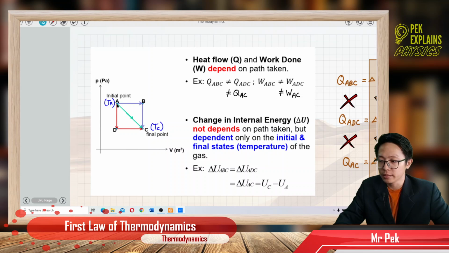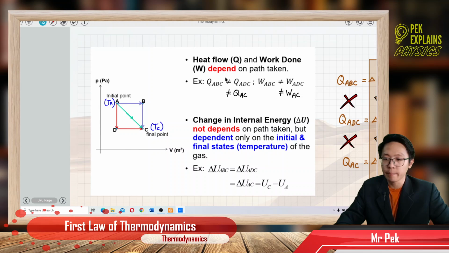That means the process is going from A to B, and then B going to C. This is the first path, A to B to C. The second path is the red one, which is ADC. A going to D, and then D going to C. This is the second path. The third path is the green one, A direct to C.